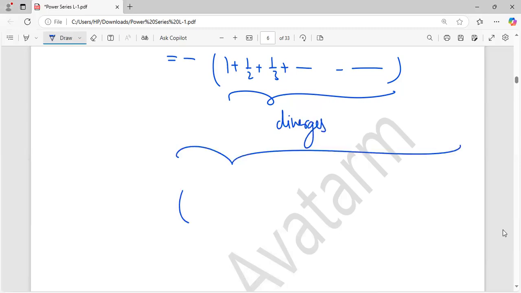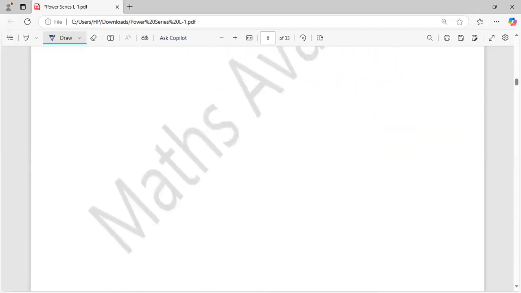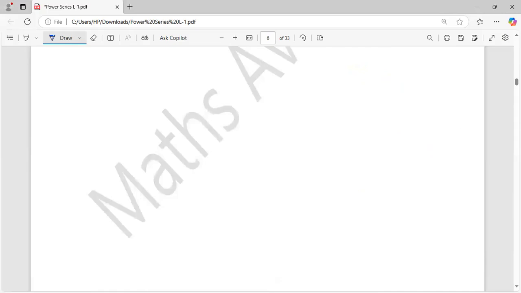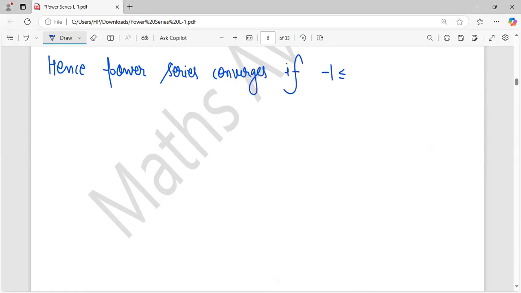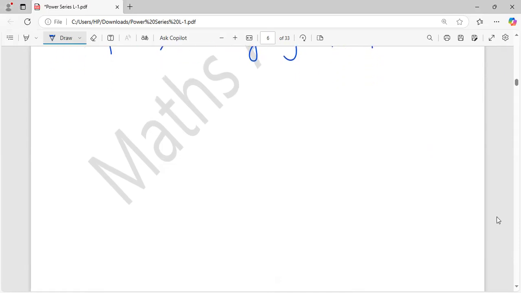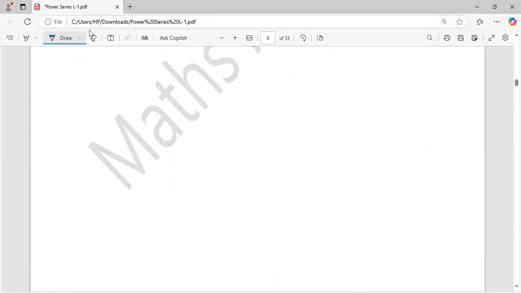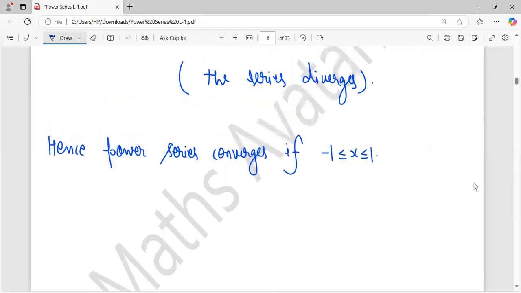So what does it mean? The whole series diverges at x equal to minus 1. Hence the power series converges if x is in this range, and diverges elsewhere.